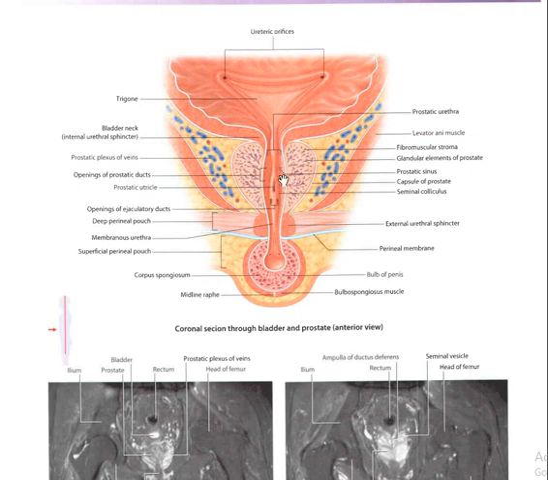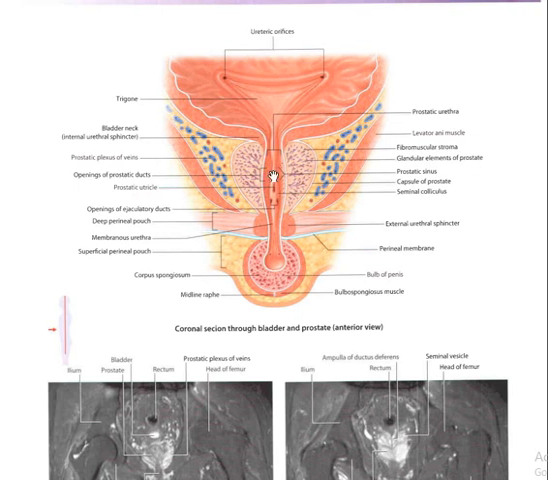At this portion here, you have the glandular element of the prostate. Here you are going to have the prostatic venous plexus. Here you are going to have the opening of the prostatic duct. The prostatic duct does not open at one portion, but opens all through the urethra. So the openings of the prostatic duct are all through here, because these are the glandular element of the prostate.